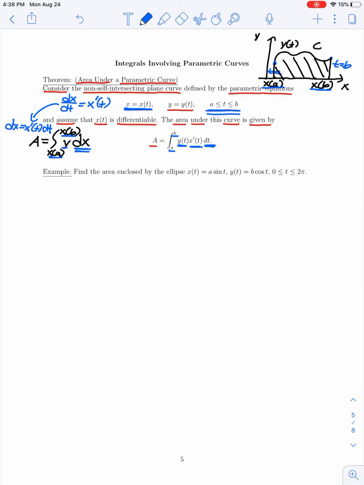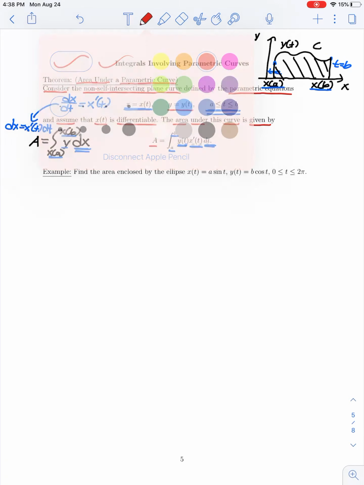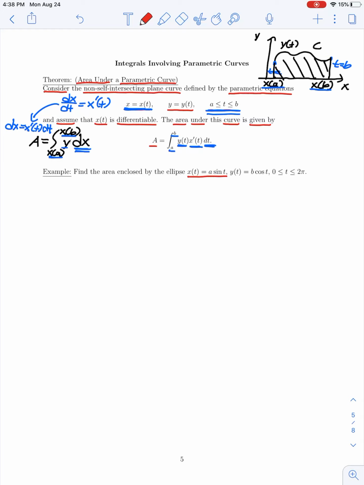So let's take a look at an example of this. Suppose that we're interested in finding the area enclosed by an ellipse. And we saw that an ellipse can be parameterized by making use of the sine and cosine functions. We saw that in our section 1.1 material. So here we're looking at the ellipse whose parametric equations are x is given by a sine of t and y is given by b cosine of t, where t is ranging from 0 to 2 pi.